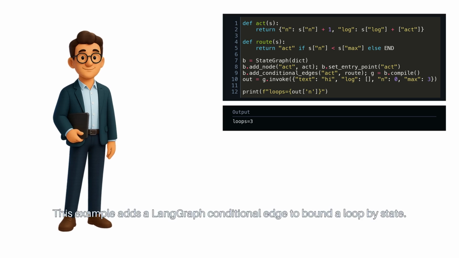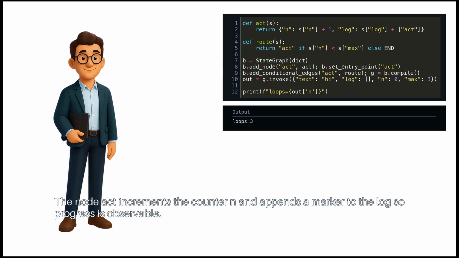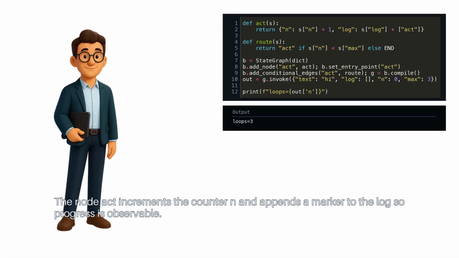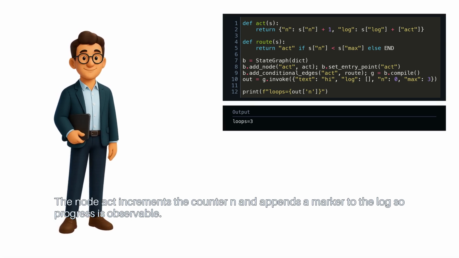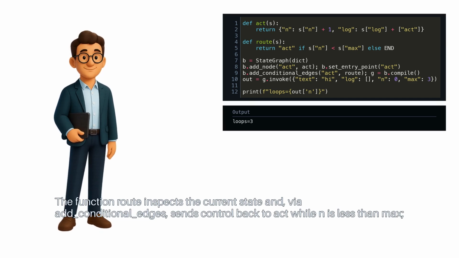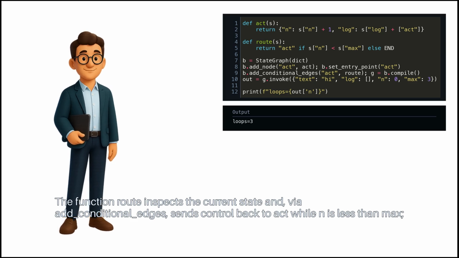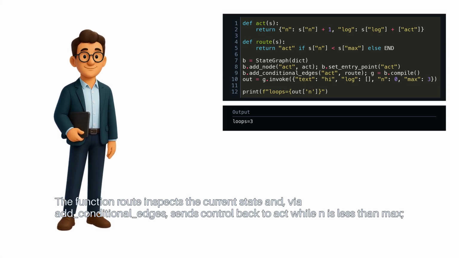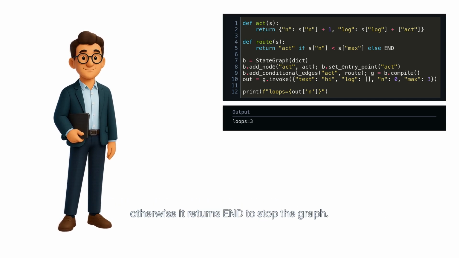This example adds a LangGraph conditional edge to bound a loop by state. The node act increments the counter n and appends a marker to the log so progress is observable. The function route inspects the current state and via add conditional edges sends control back to act while n is less than max. Otherwise, it returns end to stop the graph.